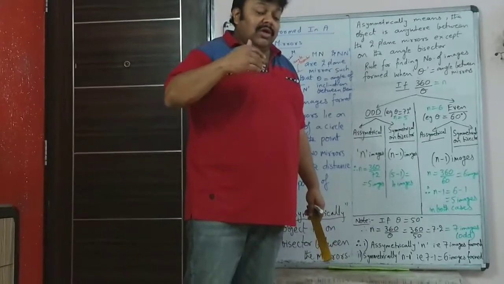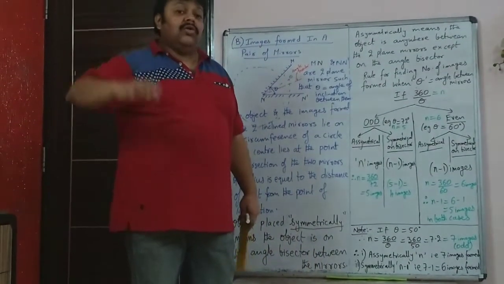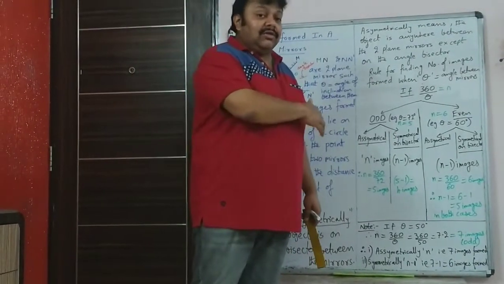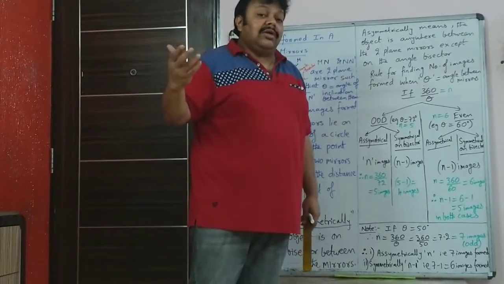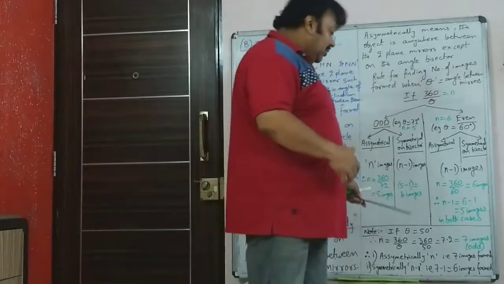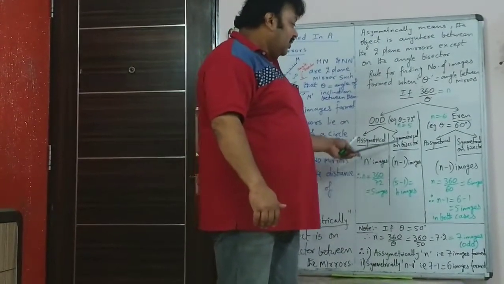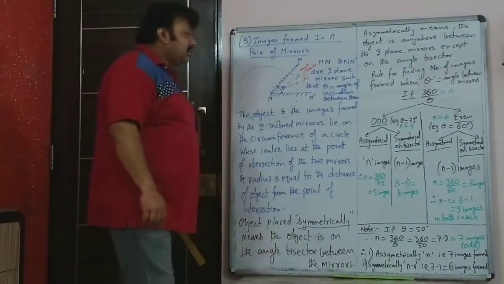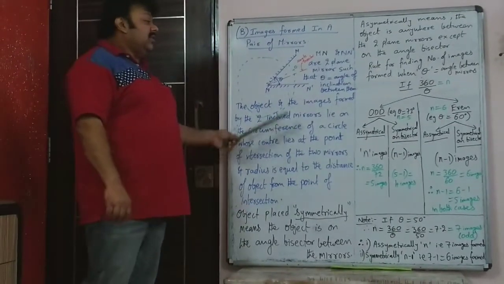Now you may think that 7.5 means 8. No, 7.5 also means 7 only. You will only take the integer number. Even if it was 7.9, you will not consider 8. You will take the integer only. So that means 7, and then you have to see: asymmetrically placed, so 7 itself, and symmetrically placed, then 7 minus 1, that is 6 images.